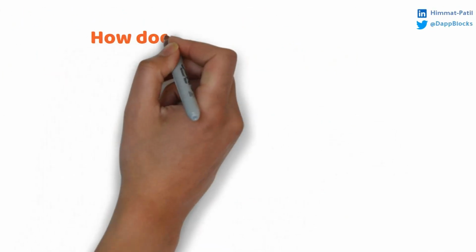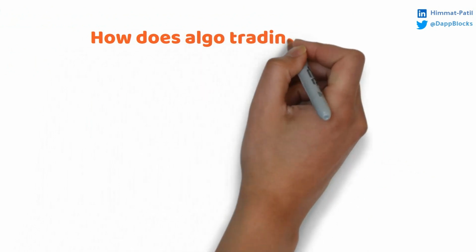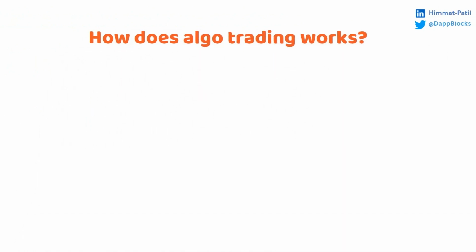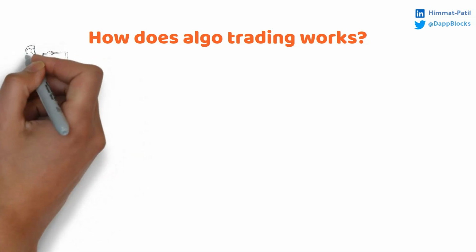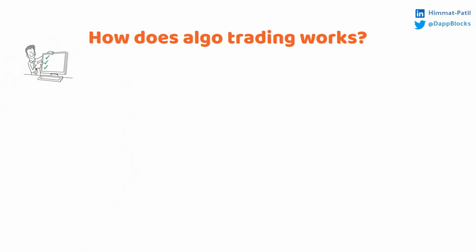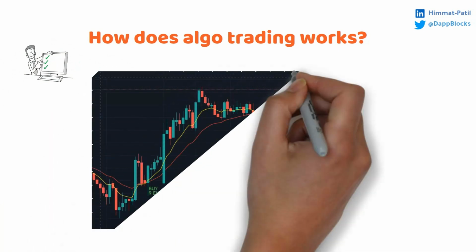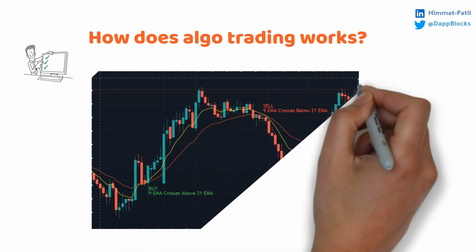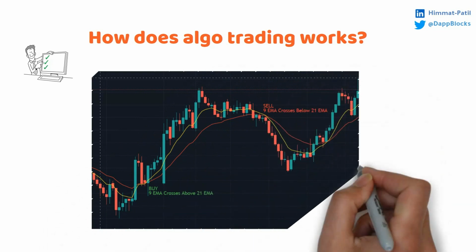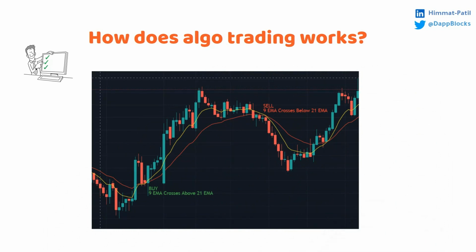How does algo trading work? Suppose a trader follows a strategy, which is exponential moving average or EMA crossover, and based on the crossover, he or she decides to buy or sell the stock. For example, if 9 EMA crosses above 21 EMA, then buy stocks or go long in futures or buy a call option. And if it crosses below, then exit the position or take a new short position or buy a put option.